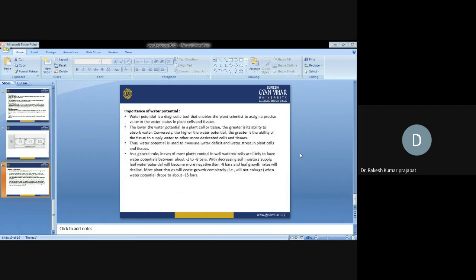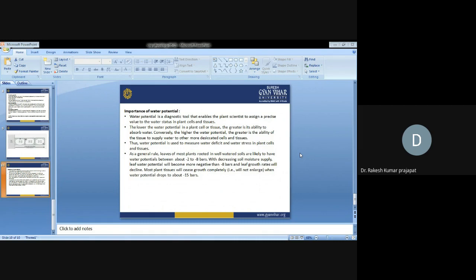So, the importance of water potential. Water potential is a diagnostic tool that enables plant scientists to assign a precise value to the water status in plant cells. From water potential, we can exactly know the water status, and how much water is needed by the cell. The lower the water potential in the plant cell or tissue, the greater is its ability to absorb water. Conversely, the higher the water potential, the greater is the ability of the tissue to supply water to other more desiccated plant cells. Thus, water potential is used to measure water deficit and water stress in plants.